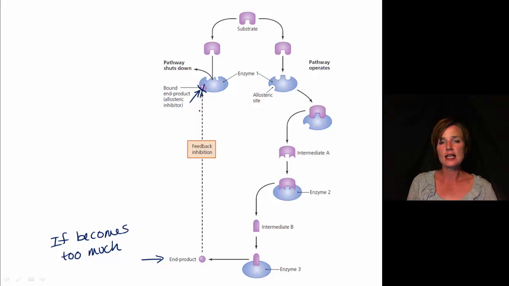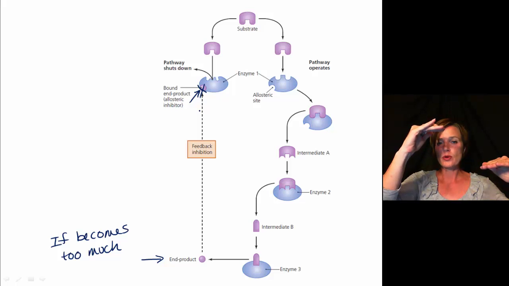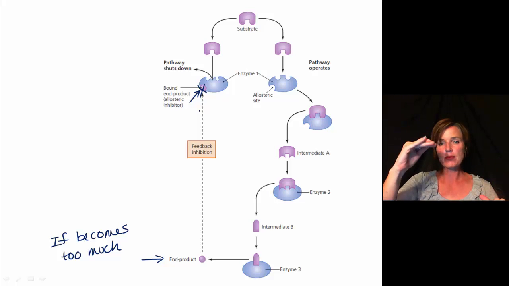So what this means is that as long as we are using up whatever we're making, then this whole pathway is going to continue to churn that particular product out. But as soon as this starts to build up, we turn it off. And then we wait until this gets used up, and then we can start making again.